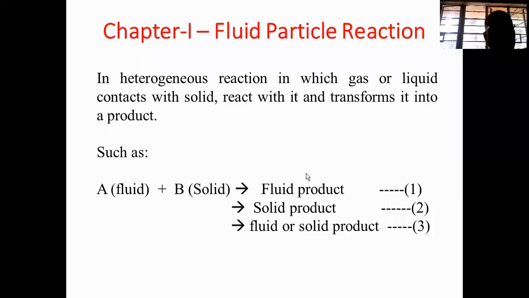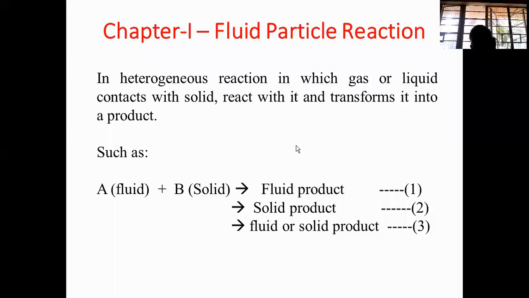Suppose a spherical particle is there, or a cylindrical particle, or a plate. So these different types of solids are there, and fluids react with them. Then we see how the solid shrinks, and after some time the solid disappears. For example, suppose oxygen reacts with carbon. Carbon is the particle, a fine solid.